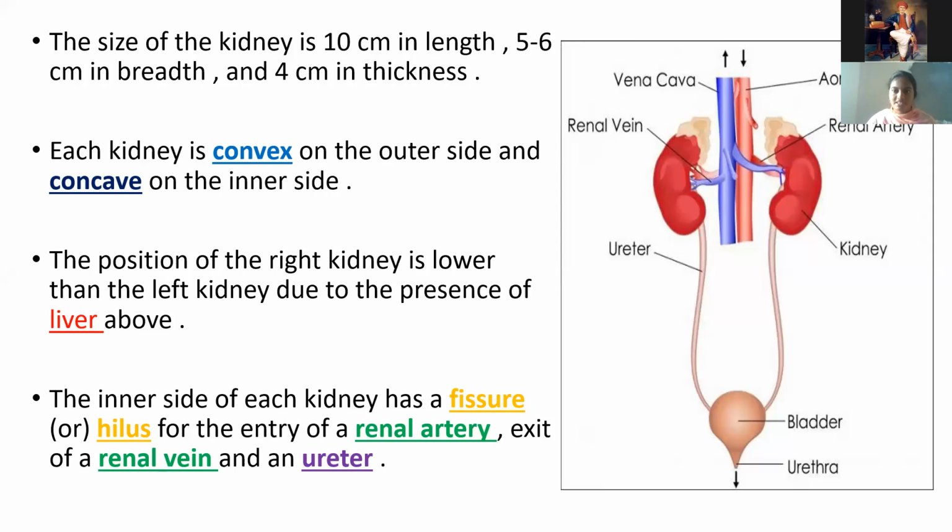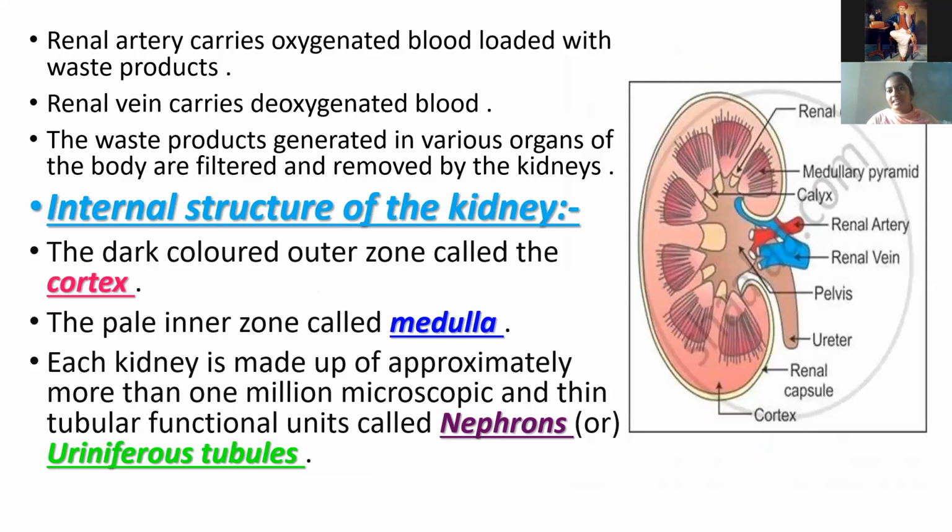The inner side of each kidney has a fissure or hilus. That is the name of the structure: fissure or hilus. The renal artery, renal vein and ureter enter and exit here. The renal artery carries oxygenated blood loaded with waste products, and the renal vein carries deoxygenated blood.